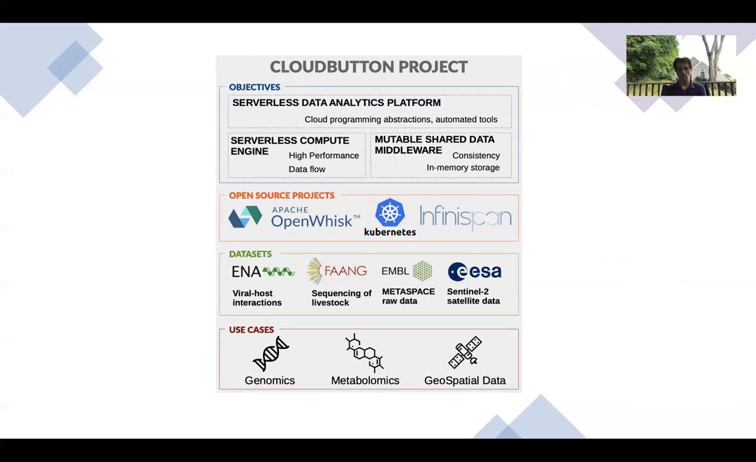We will build on top of open source projects backed by companies like IBM and Red Hat, like Apache OpenWhisk, Kubernetes, and Infinispan. We will rely on large data sets in genomics, metabolomics, and geospatial data, like satellite data or molecular data sets. And we will demonstrate everything on these 3 use cases on genomics, metabolomics, and geospatial data.